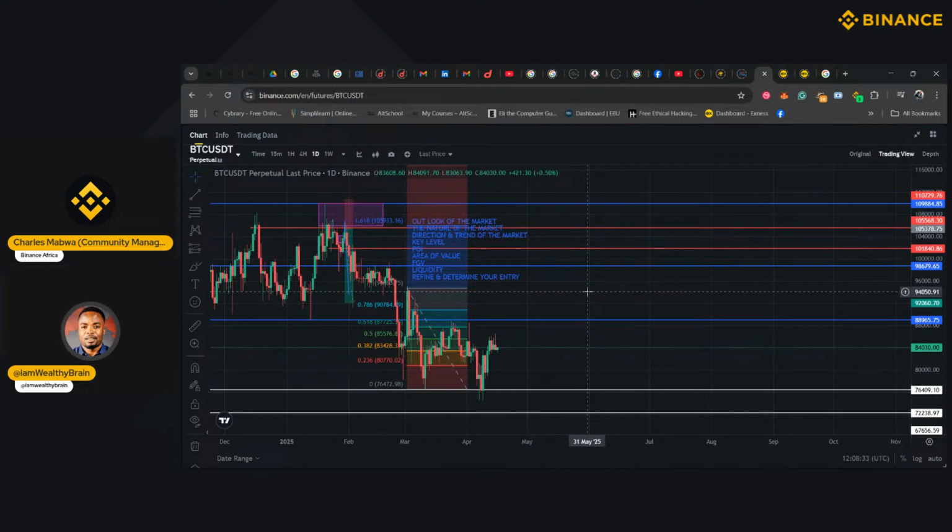So let's go into fundamental analysis. We'll start with fundamental analysis, and we'll be looking at the ability to evaluate the intrinsic value of a cryptocurrency or a project. Now, I refer to cryptocurrencies as projects.